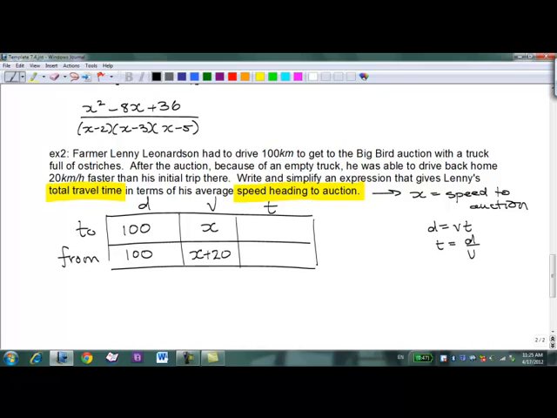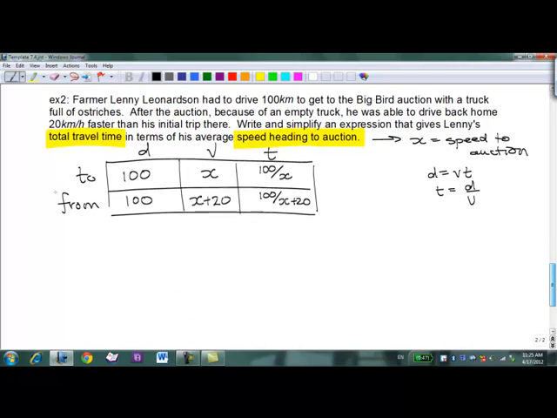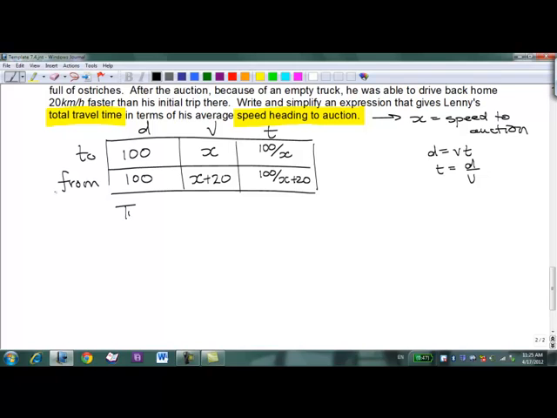And this is where we figure out a little rational expression for time. Time, as we saw over on the side here, is distance divided by velocity. So distance is 100 over the velocity of x, and this one would be 100 over x plus 20. So that's a pretty standard distance velocity time type question. We can talk about his total travel time. Has to be his time there, which is 100 over x, plus his time back, which is 100 over x plus 20.